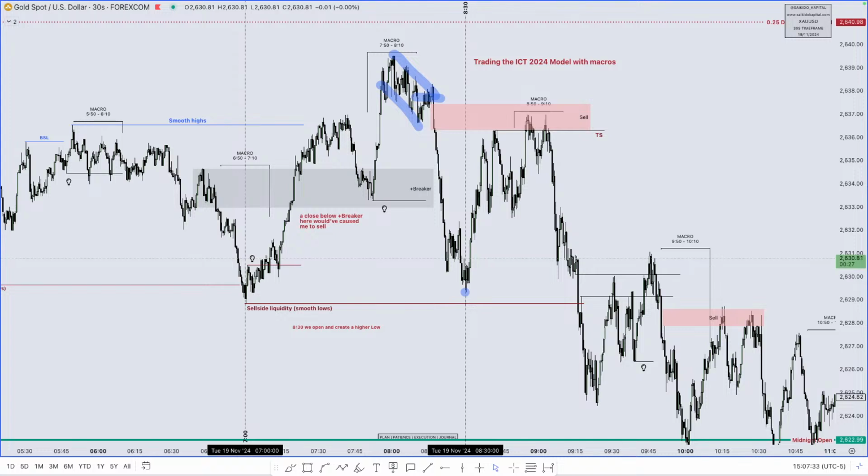So I see you, Rob. But yeah, this is actually an ICT 2024 concept, the smooth lows and the smooth highs. That's what it's teaching in this 2024 mentorship. So I'm just incorporating what I already knew and what the guy is teaching.